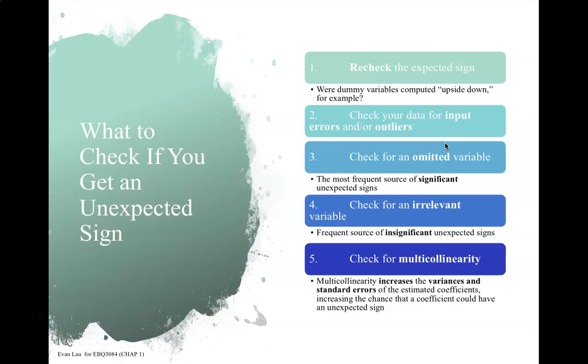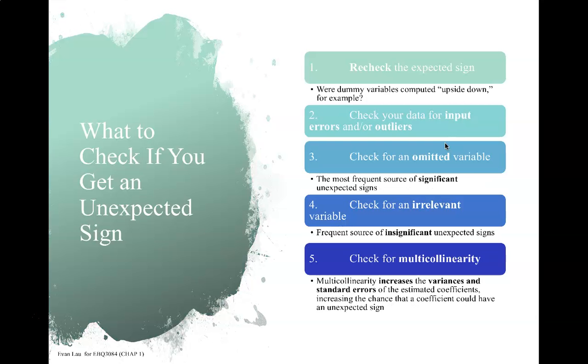Look into the literature. Check your data for outliers, maybe for some errors. Check for some omitted variable. Check for some irrelevant variable. Check for multicollinearity. Maybe because of that, that's why you get the sign that might be wrong.